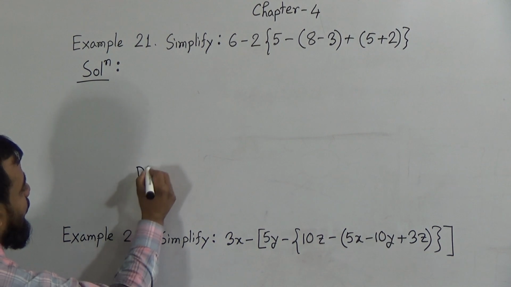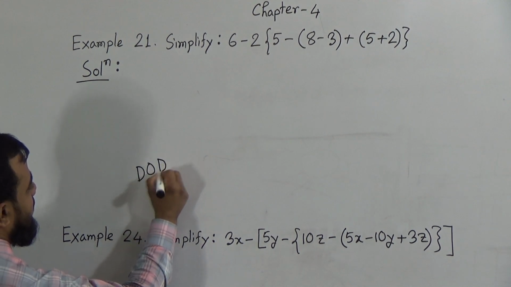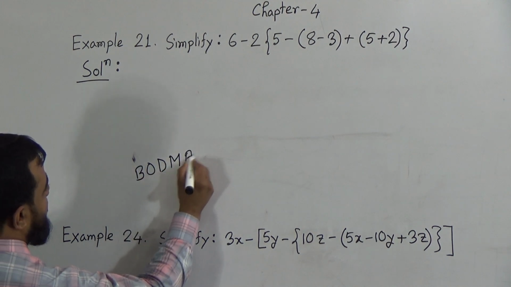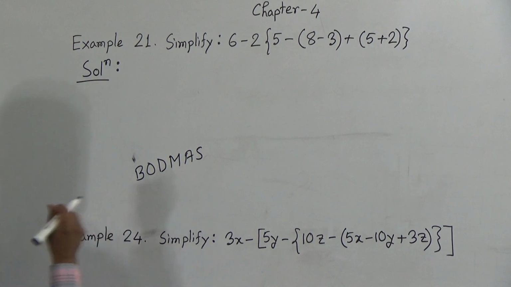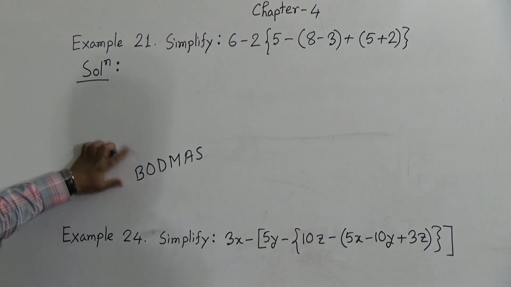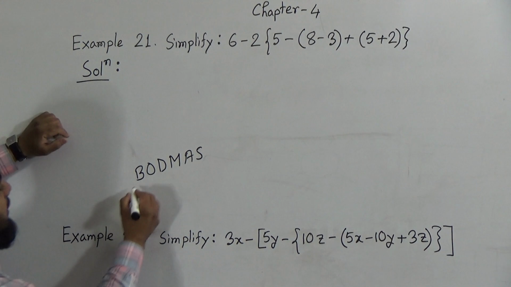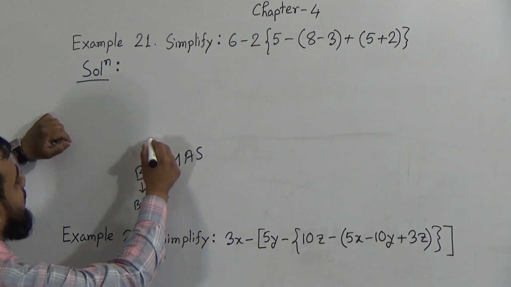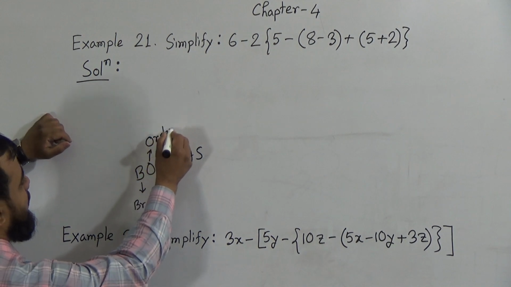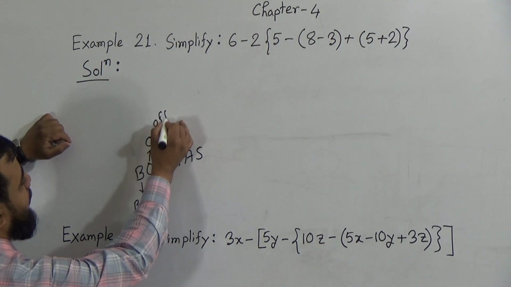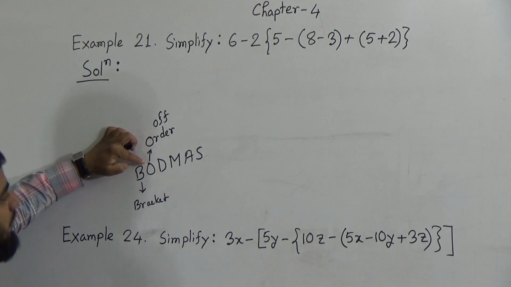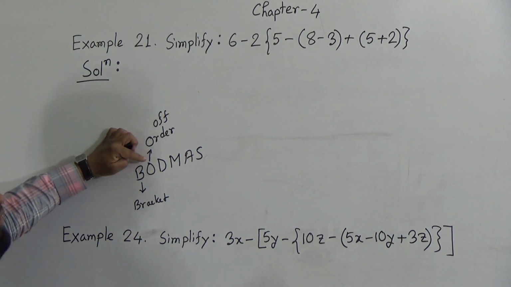BODMAS. This is the way to solve the simplification. What is the meaning of BODMAS? My dear students, B indicates bracket, O means order or off. Okay, O double F, off. O means order or off. It's a multiplication sign. This order work or off work is a multiplication work.